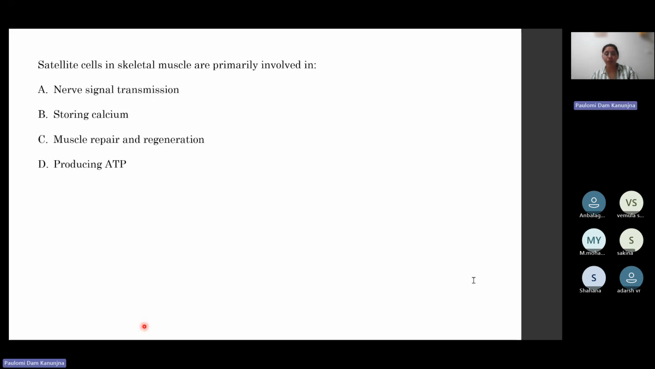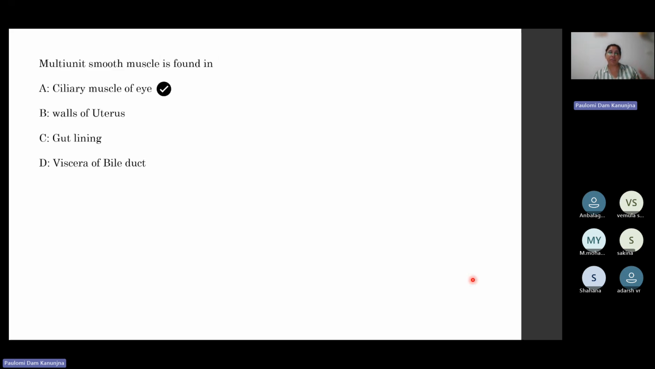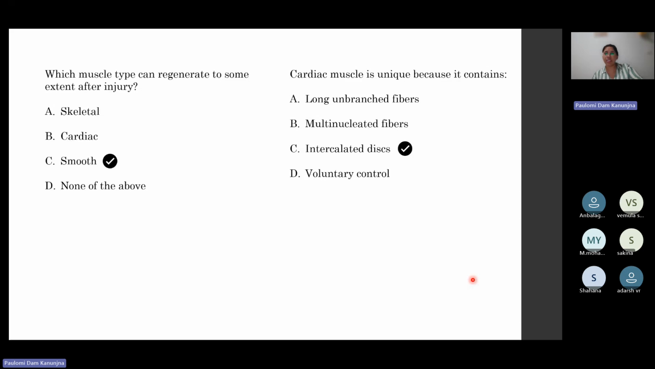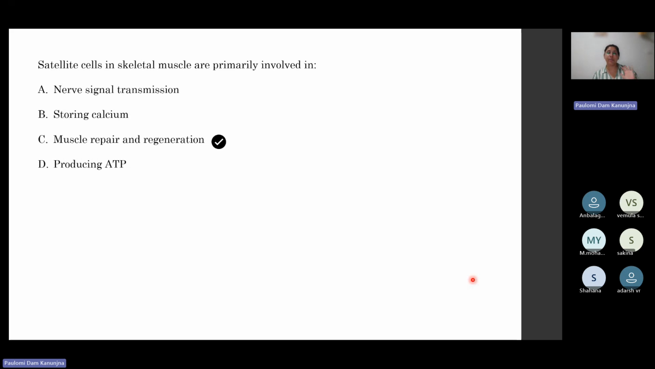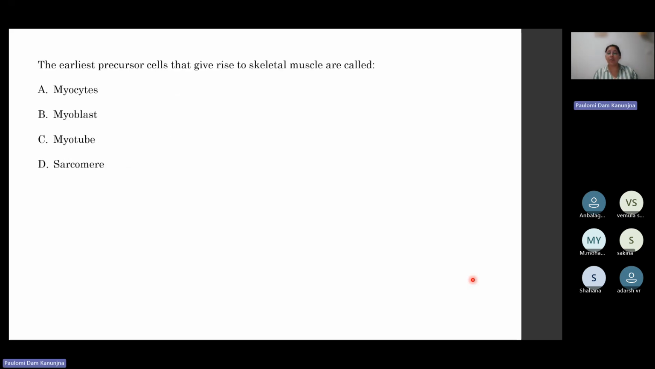C. So most of you are saying C, which is amazing because that's exactly the correct option. Satellite cells are generally used for muscle repair and regeneration. And remember, this is something that we just covered a few slides back, where we discussed smooth muscles and cardiac muscles. We did this question about regeneration. So the cells that take part in that role are satellite cells.